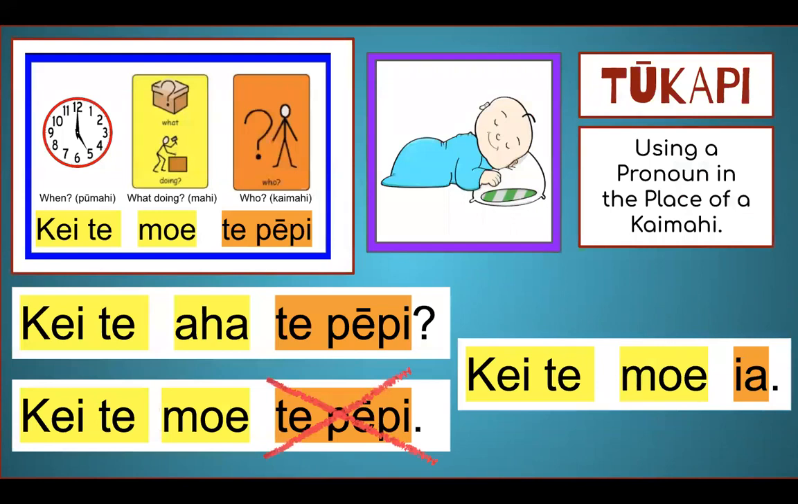So just to recap, the function of the pronoun in a sentence I've been talking about today is to take the place of the kaimahi. The main reason we do this is to eliminate the repetition of the noun too many times, which doesn't seem that natural. The best way to remember which pronoun in te reo Māori fits which sentence is to use the memory strategies and just keep practicing.